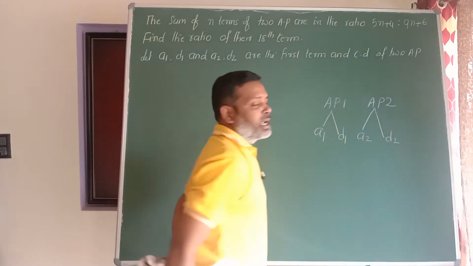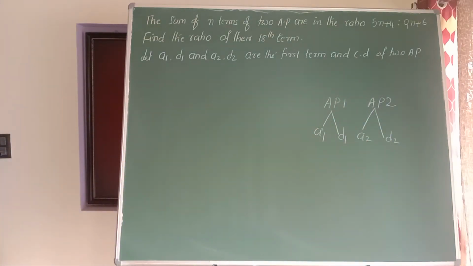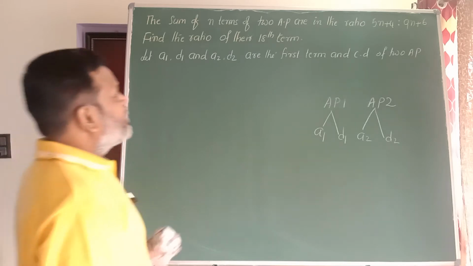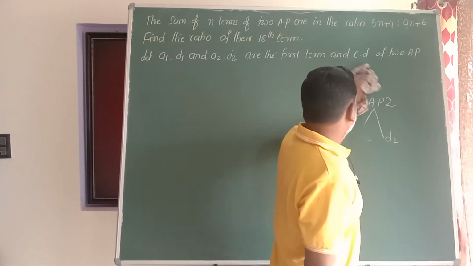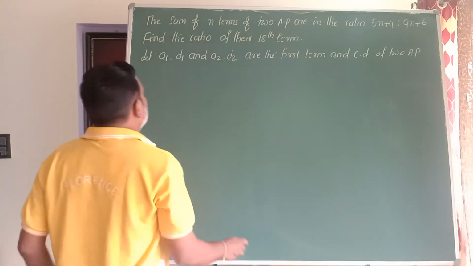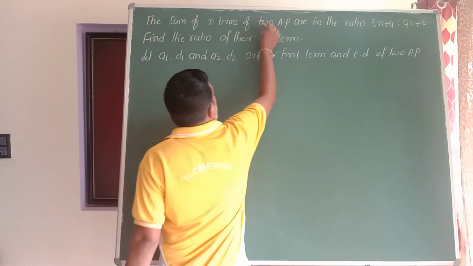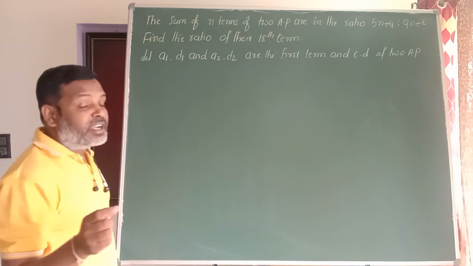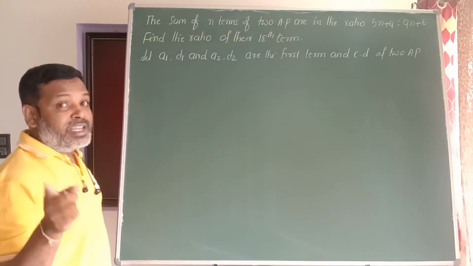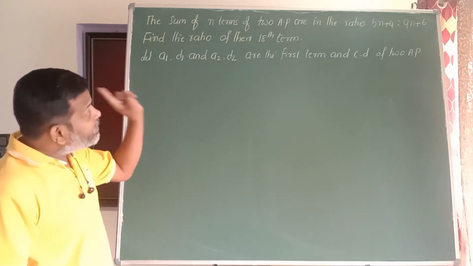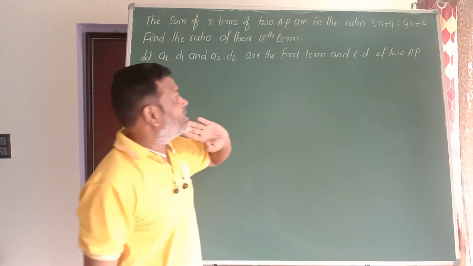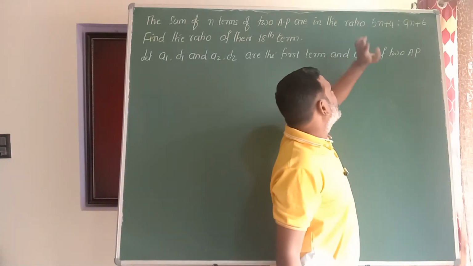Observe very importantly. If they are given only one AP, then no problem at all: a is the first term and d is the common difference. Here we have two arithmetic progressions, so I take a1, d1 and a2, d2 as the first term and common difference of the two arithmetic progressions. Now what to do? Understand here. Sum of n terms of 2 APs, that means Sn of first AP divided by Sn of second AP. Why is it divided? Because they are given the ratio.